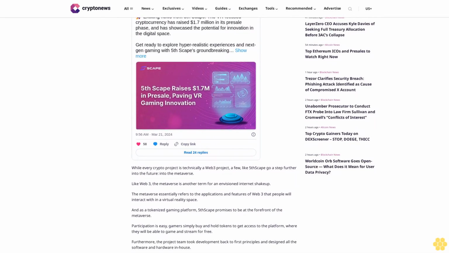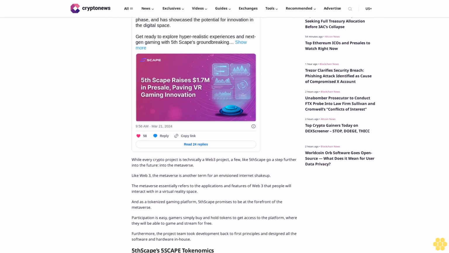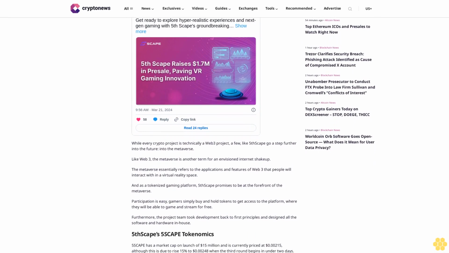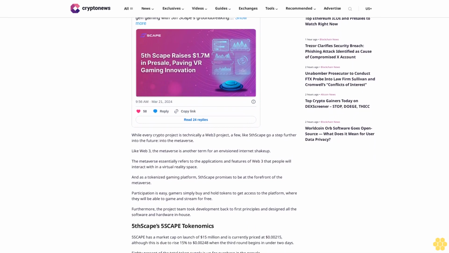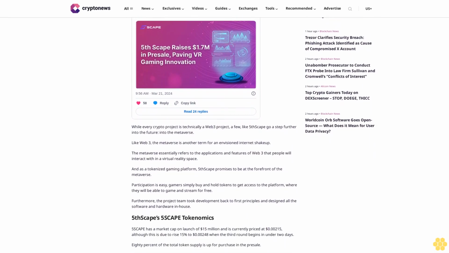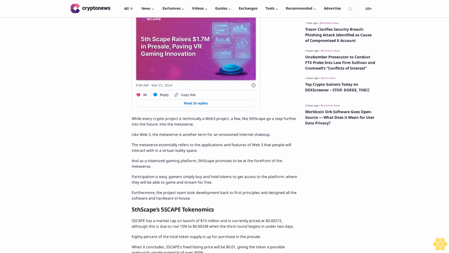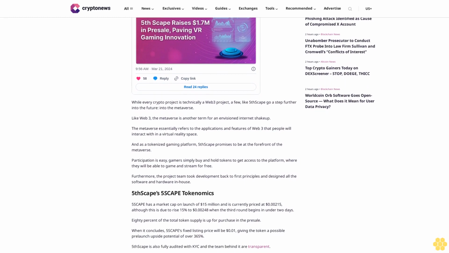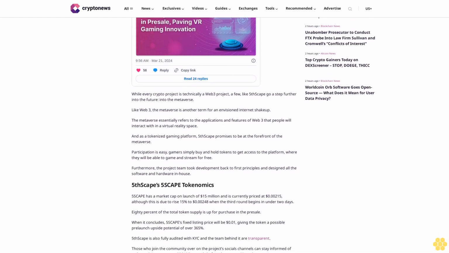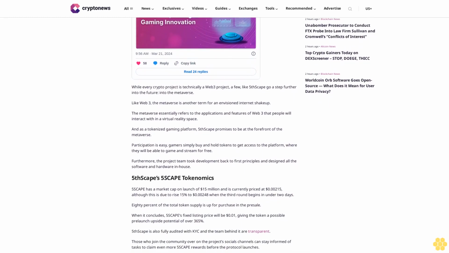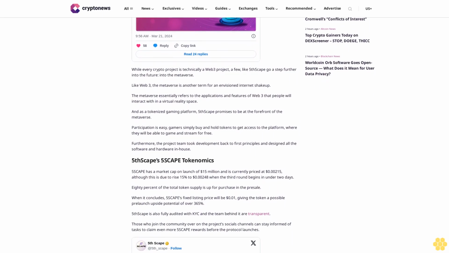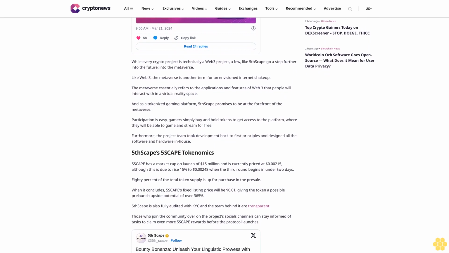5escape's tokenomics. 5escape has a market cap on launch of $15 million and is currently priced at 2.15 cents, although this is due to rise 15% to 2.48 cents when the third round begins in under 2 days. 80% of the total token supply is up for purchase in the presale. When it concludes, 5escape's fixed listing price will be 1 cent, giving the token a possible pre-launch upside potential of over 365%. 5escape is also fully audited with KYC, and the team behind it are transparent.